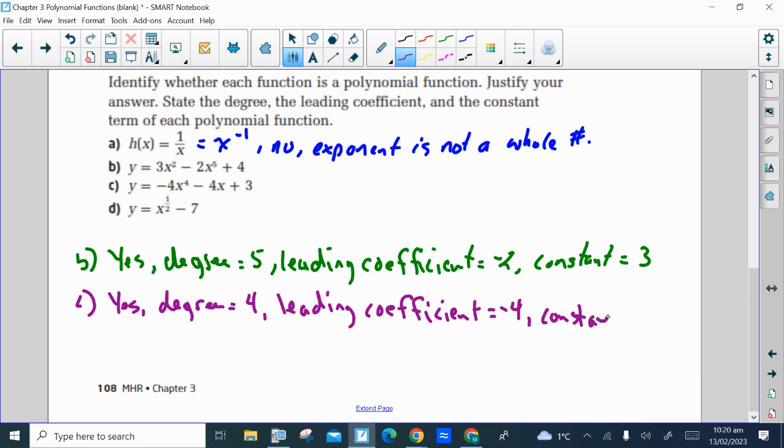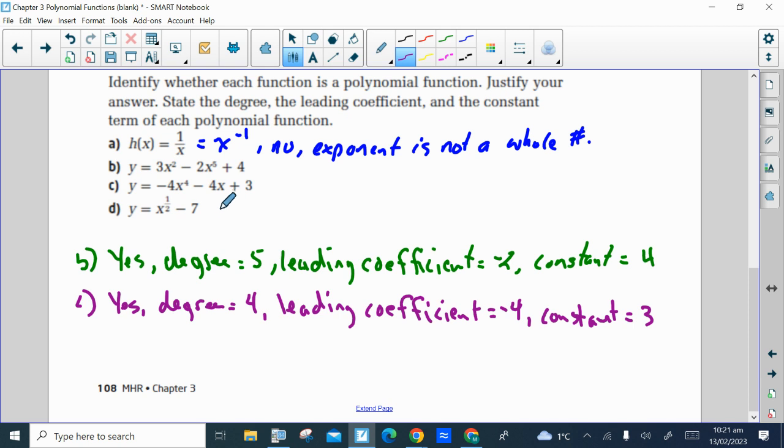and our constant term, whoops, for B I said the constant was 3, it should be 4, so let's fix that. Looking at the wrong one, I'm going to pick that out. But everything else for part B is correct.